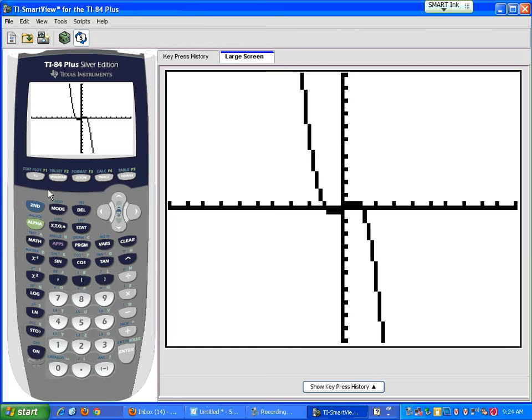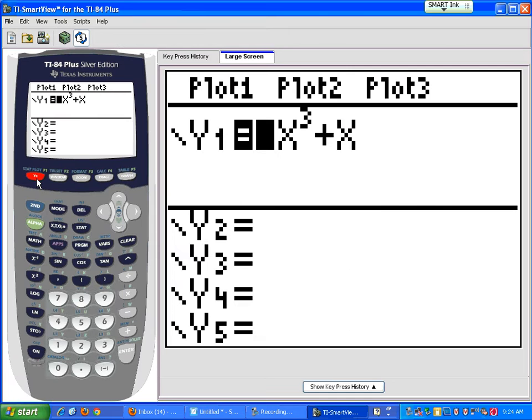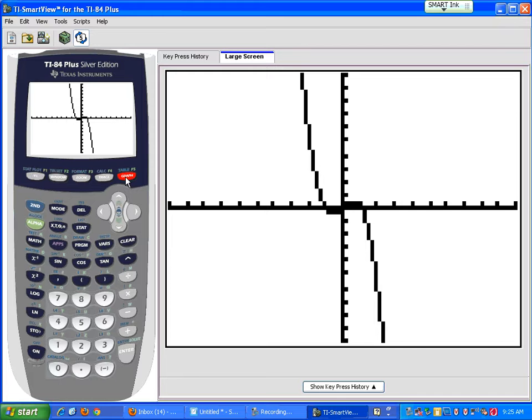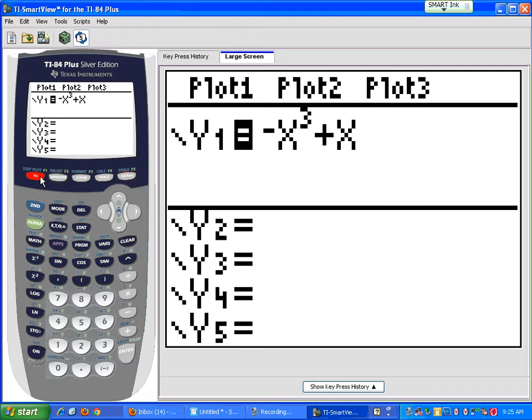All right, so looking at this in your calculator, you're going to put negative x cubed plus x in your y equals, and then hit graph. If your stat plot's on, you might get an error, so make sure you turn your stat plot off if you had it on from previous. The equation is on your paper, so negative x cubed plus x. It might be on the other side.